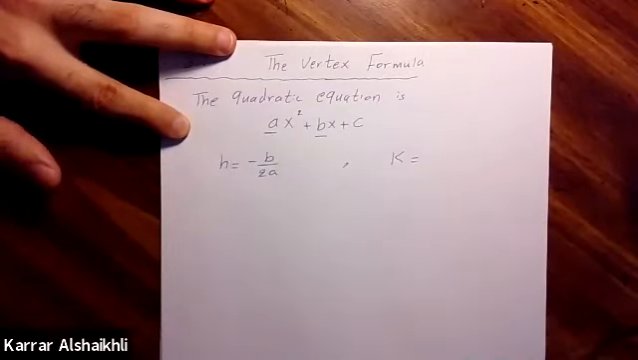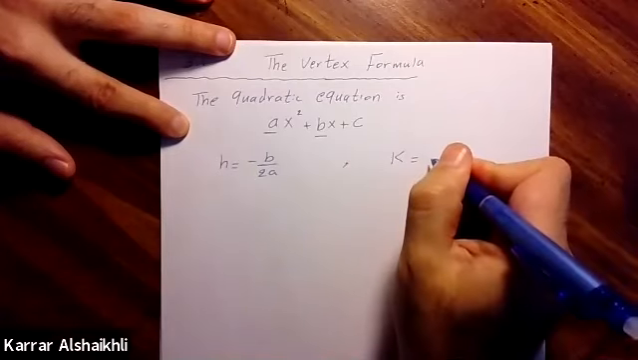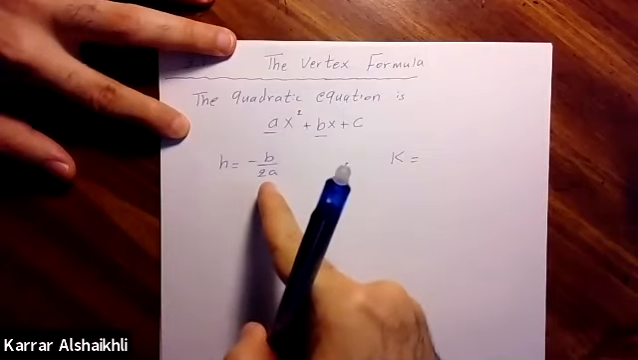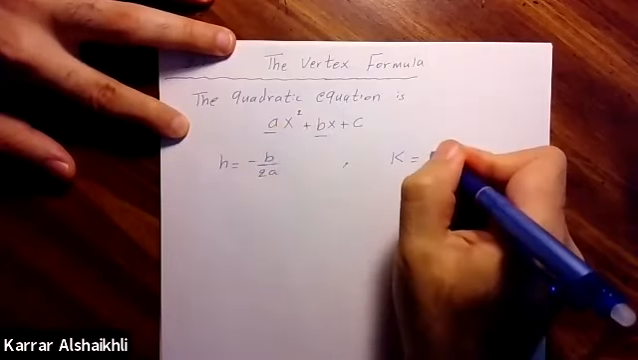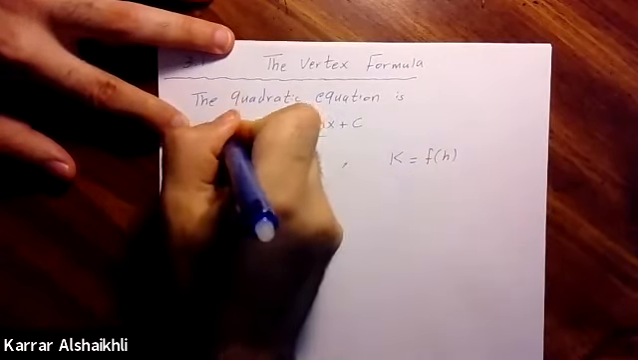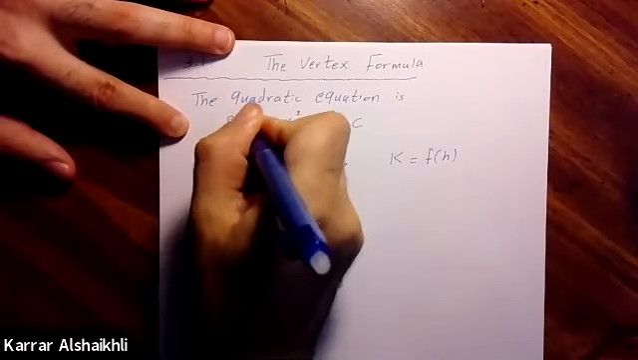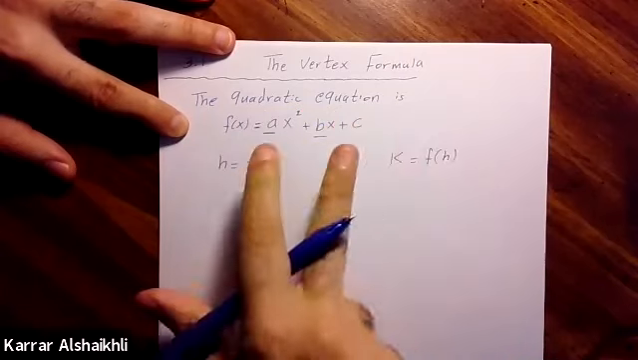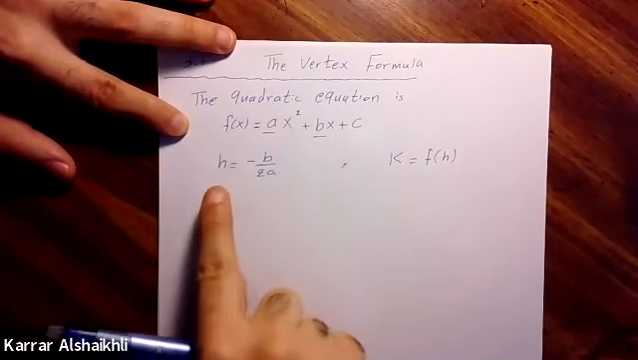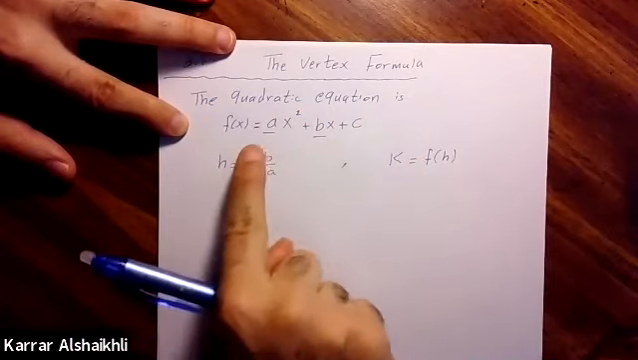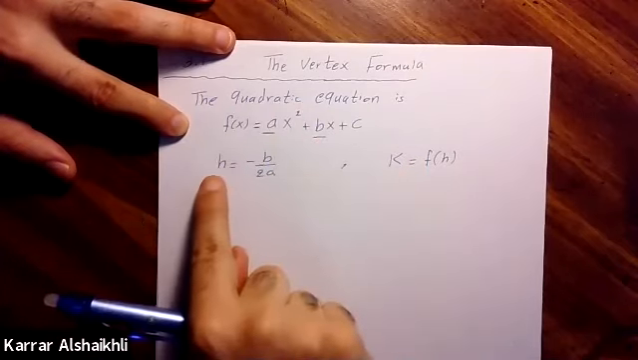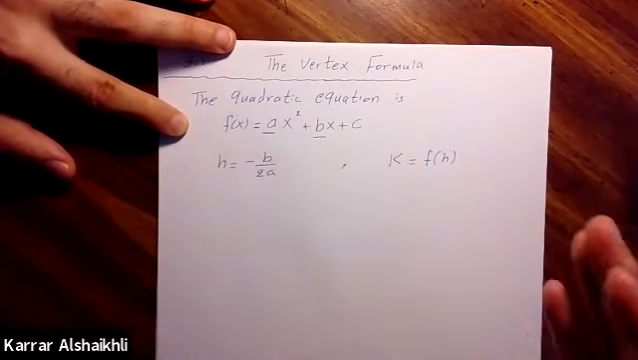How to find the k? To find the k, we're going to plug in h in the quadratic equation. So it's going to be f of h. That means this is f of x equals, which they're going to give you. To write down the vertex formula, you just have to find the h and the k. The h, by locating the a and the b, you can use this formula. The k, you plug in h instead of the x. We will see that in an example.